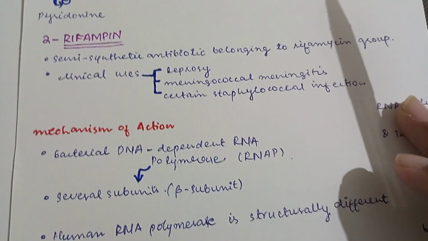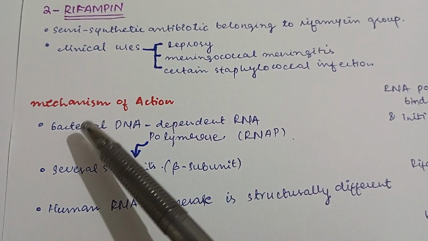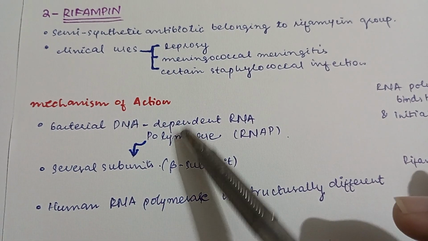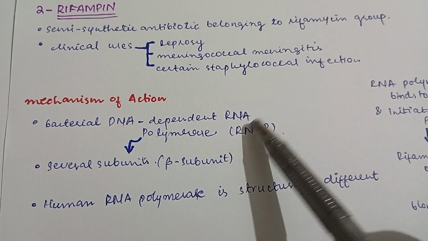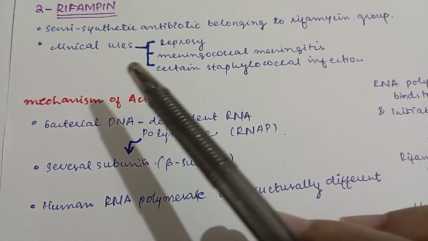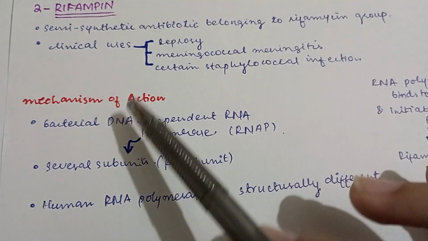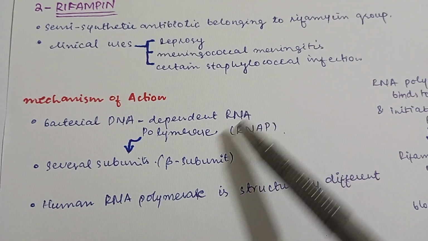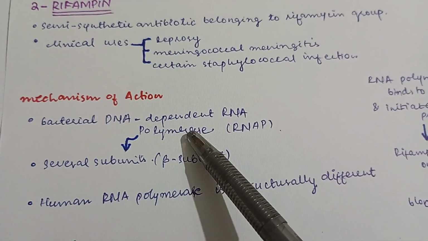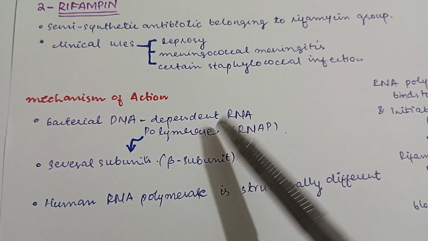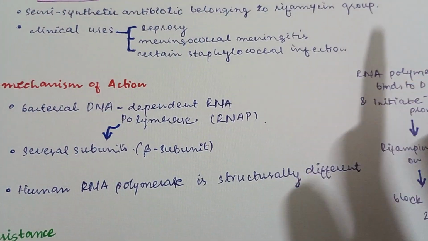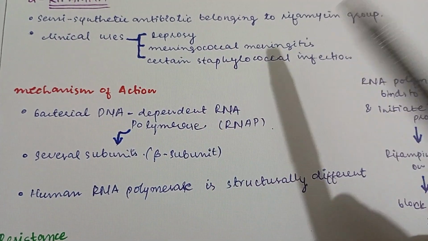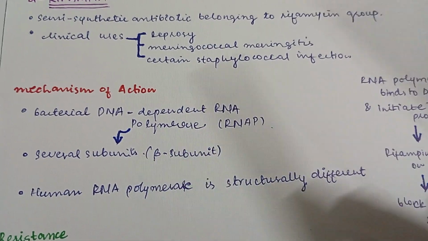So now let's deal with the mechanism of action in detail. It actually inhibits the bacterial DNA-dependent RNA polymerase. This RNAP causes the transcription of bacterial DNA into messenger RNA. This enzyme is made up of various subunits. This drug actually inhibits the beta subunit. It binds with the beta subunit, and this enzyme is different from human RNA polymerase, and that is responsible for the selective toxicity of this drug in the bacteria, not in the human.